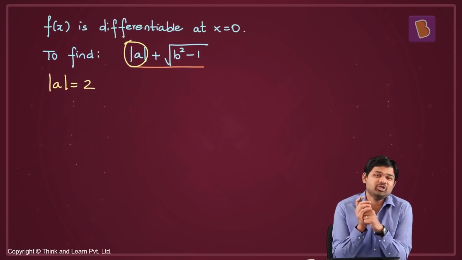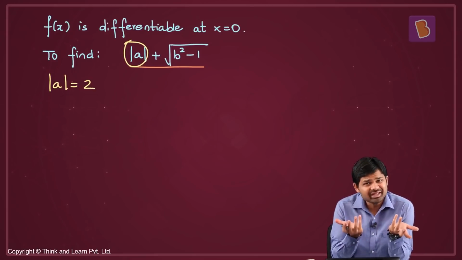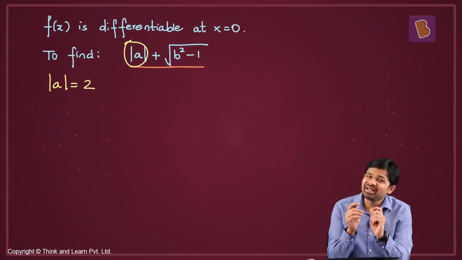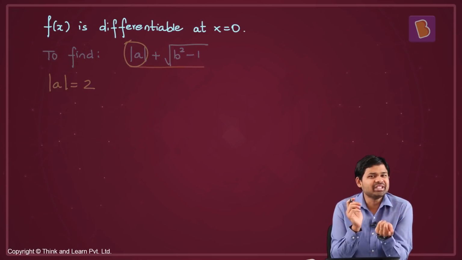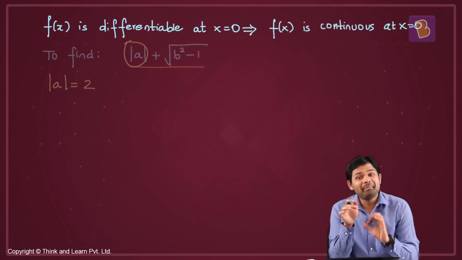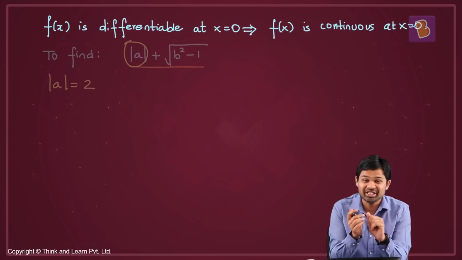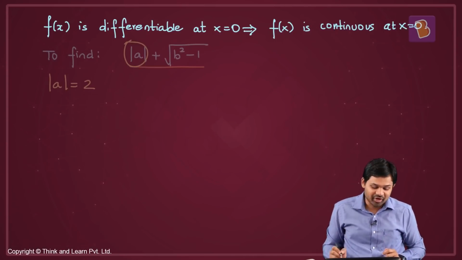Now I need to find out the value of b. What other details do I know? I have made use of everything that has been told, hasn't it? In fact, there is an implied information which I have not made use of. They've told us that the function is differentiable, which implies that the function is continuous at that point. So if the function is continuous, then the limit exists at that point. So I'm going to make use of the limit.